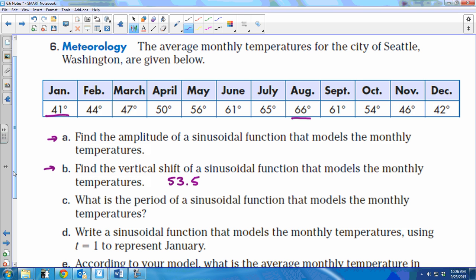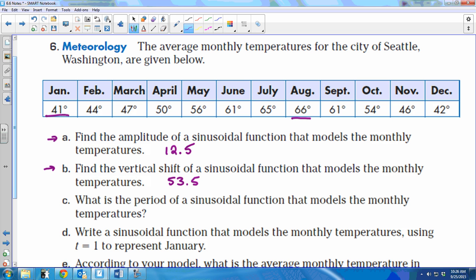So now that I have the vertical shift, I can figure out the amplitude from there. So 53.5 plus what will give you 66, or minus what will give you 41. And I got 12.5. Is it making sense where I'm getting these numbers from?